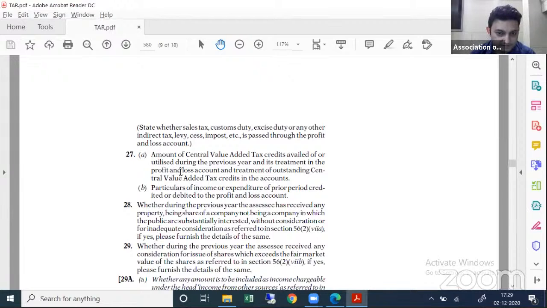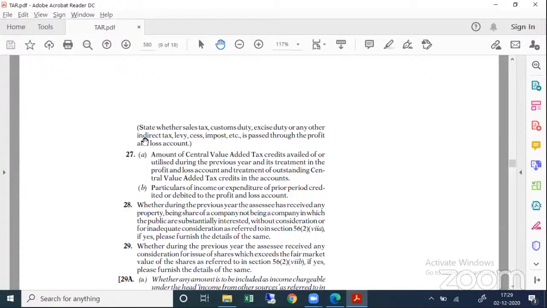Regarding clause 27, here the clause still mentions the amount of SENVAT credit availed during the year, and neither the tax audit form, nor I believe even the utility, has been updated to GST credits or GST input tax credit. So I feel we should keep in mind the intention behind the clause, and put in our GST credit amount which has been availed. However, we had a different view on this.